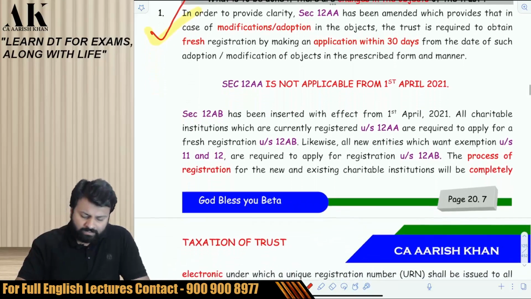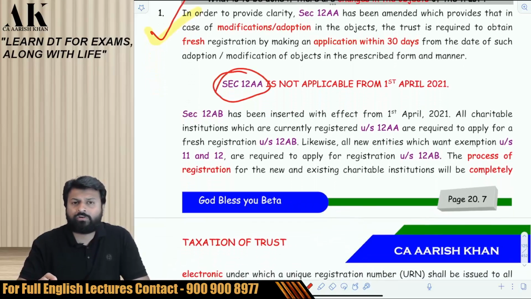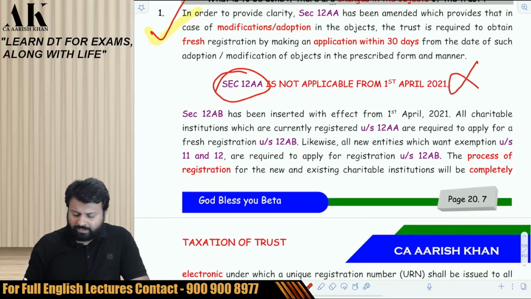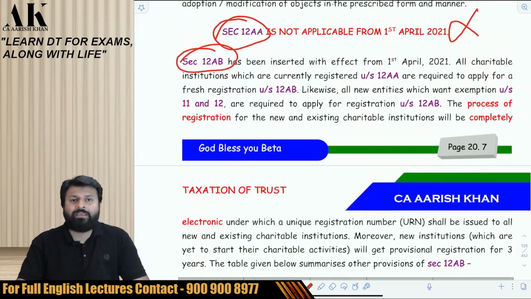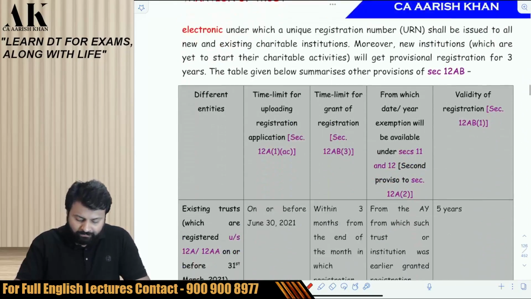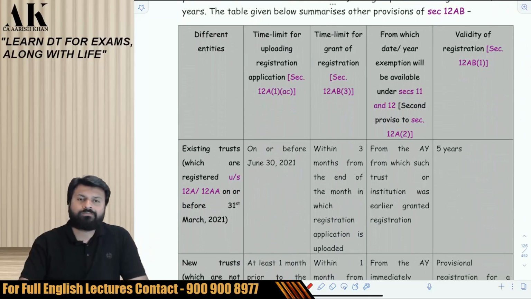Now, all these things are covered in 12AA. But unfortunately or fortunately, whichever way you take, 12AA is not applicable from 1st April 2021. So from 1st April 2021, what is applicable? From 1st April 2021, a new section 12AB is applicable. Now, what does 12AB have to say? 12AB is an absolutely new section, which removes the old section 12AA and brings a new section 12AB. And under 12AB, there has to be a drastic change. First of all, the trusts who are registered earlier under 12AA have to re-register themselves under 12AB.